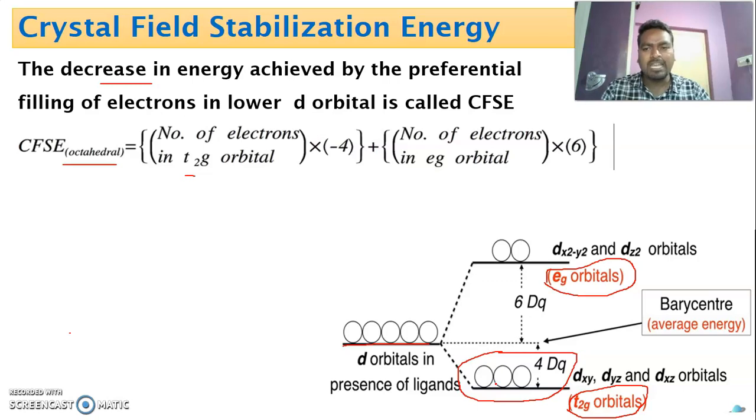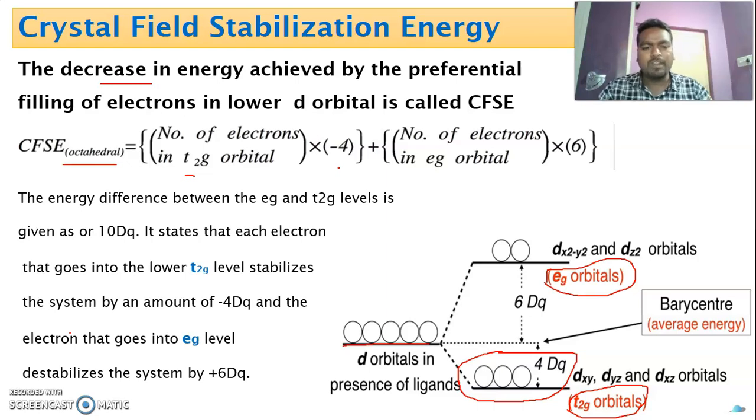It can be quantitatively calculated using this formula. We know that if an electron enters the t2g level, it is stabilized by -4 Dq. Dq is the unit used to express crystal field stabilization energy. The total crystal field splitting energy is 10 Dq. So if an electron enters the t2g level, it is stabilized by -4 Dq, and if an electron enters the eg level, a higher energy orbital, it is destabilized by 6 Dq of energy. So you must know these things.